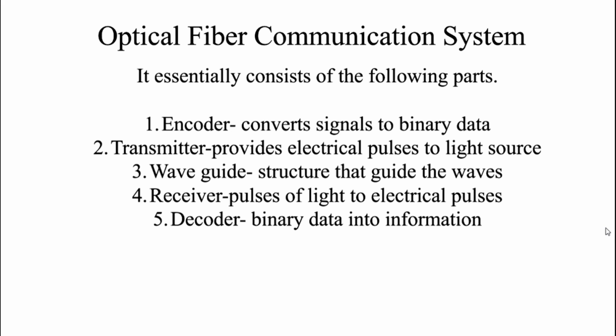Then a fiber communication system also has a waveguide. This is a structure that guides the waves: the core, the cladding, and the whole structure that guides the wave. The receiver then receives the pulses of light and turns them into electrical pulses. These electrical pulses have equivalent binary data, and the decoder can decode them into the information that is being transmitted.